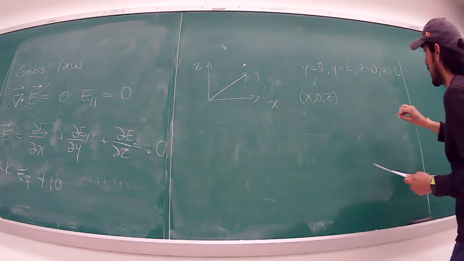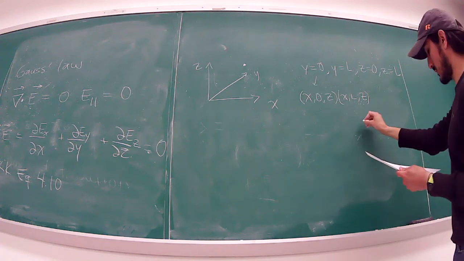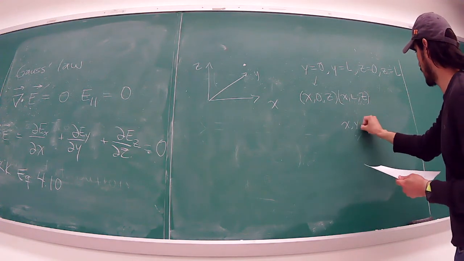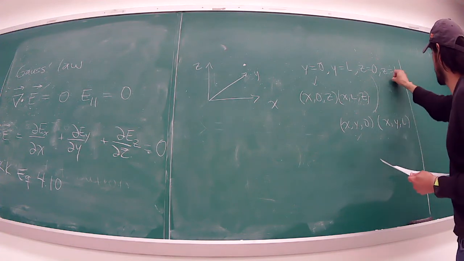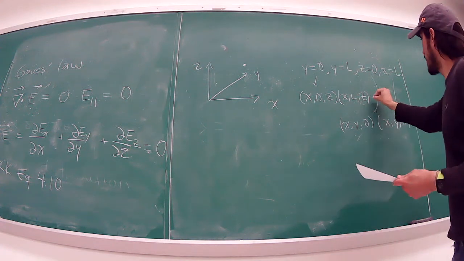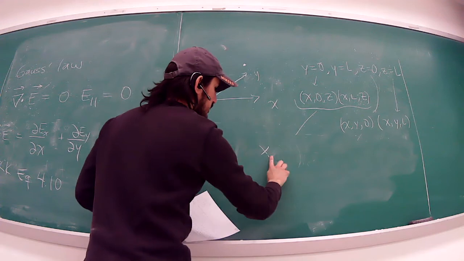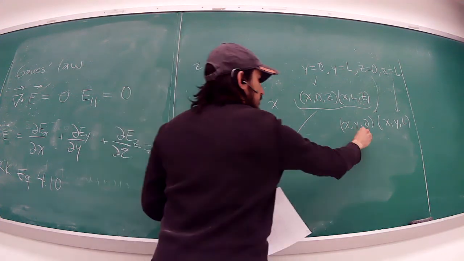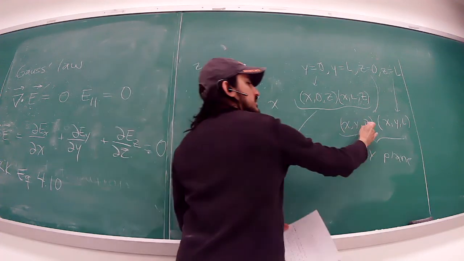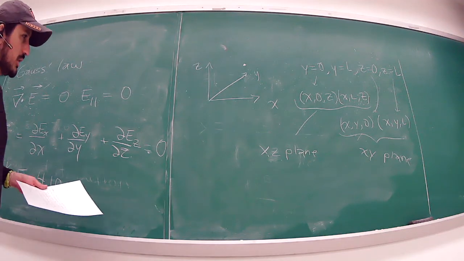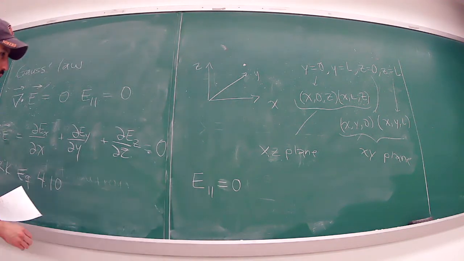This one is x, L, z. This one is going to be x, y, 0, and x, y, L. Okay, so as I mentioned, this one over here is the xz plane. These two are the xy plane, and you control it with z. Okay, so what this means is that the field that is parallel to those planes is equal to 0.